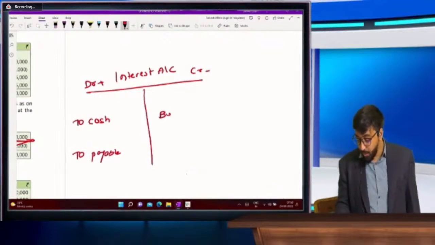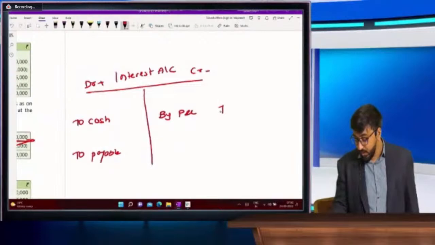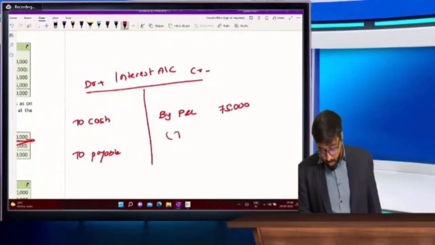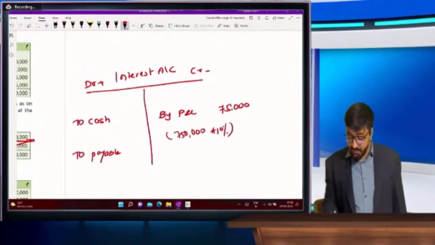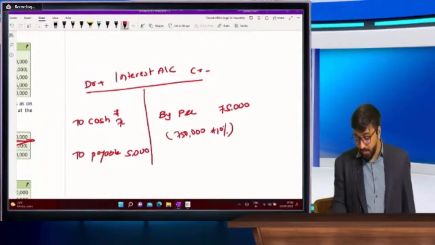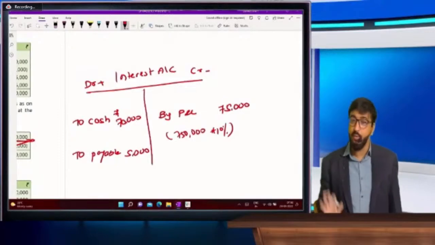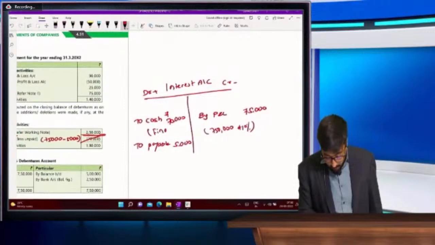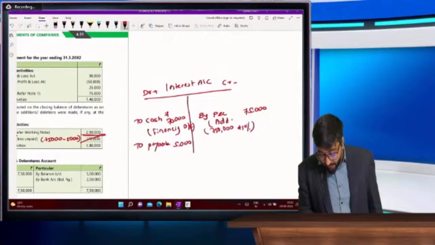And this is a pro forma by P&L. So by P&L is 75,000. How? Because interest will be 7,50,000 into 10%. So this is 75,000 and 5,000 is still payable na sir. Therefore 2 cash. I always prefer to prepare account 70,000. And that's why this is financing item. Financing outflow. And in indirect method, you will add back this accrued.